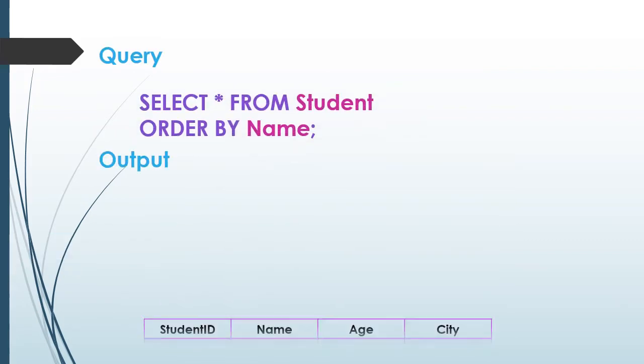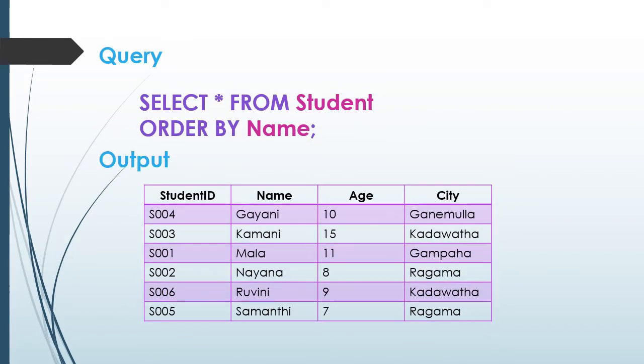You can sort a column in ascending or descending order. If you want to select all data according to the ascending order of name, you should write select asterisk from student order by name and end with a semicolon. Then execute. You will see all the data according to the ascending order by name.